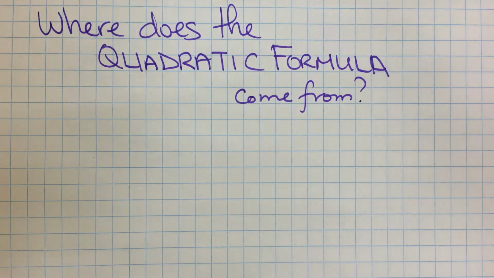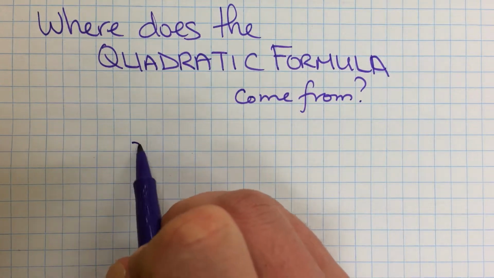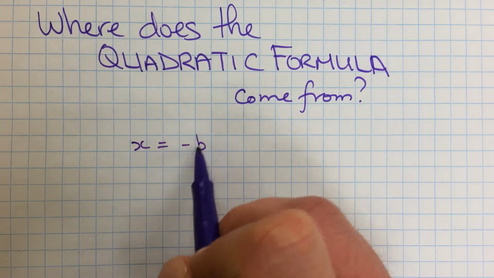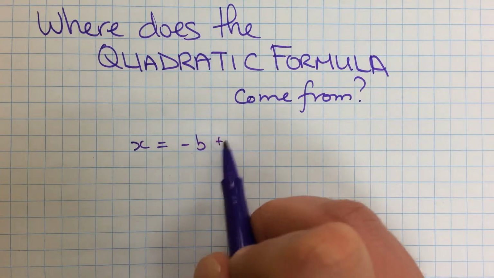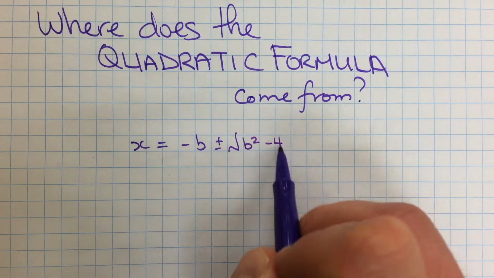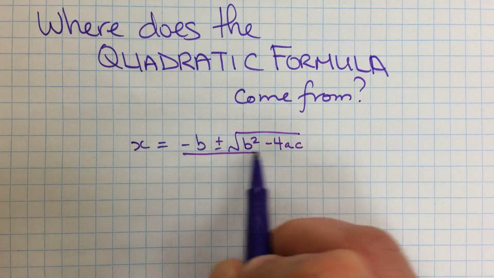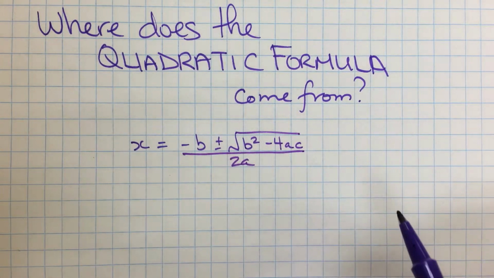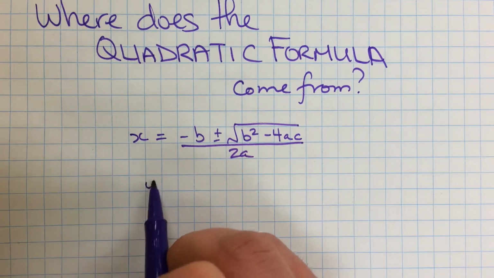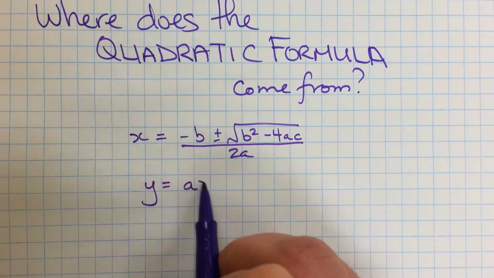I'm a high school math teacher, and today we're going to talk about where the quadratic formula comes from. The quadratic formula is this: x is negative b plus or minus the square root of b squared minus 4ac, and all that is divided by 2a. And this is in the context of a parabola which has this form.